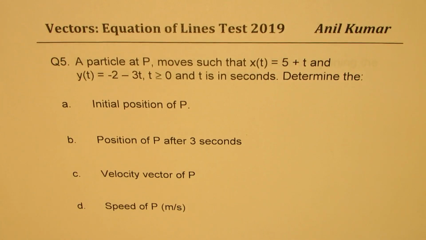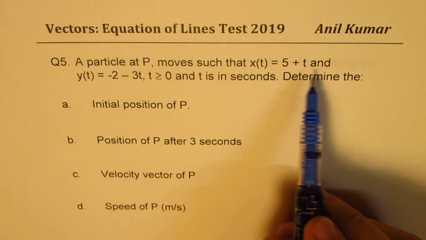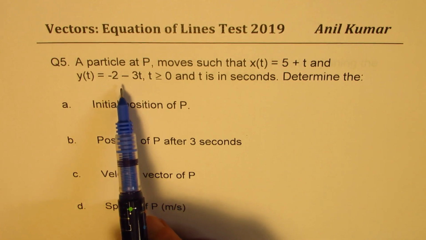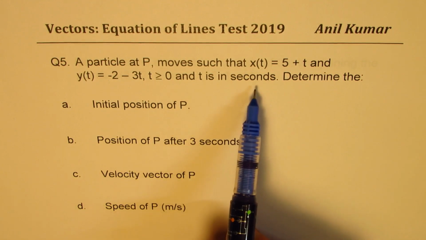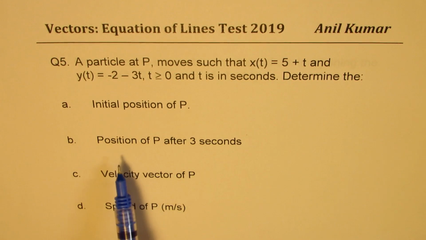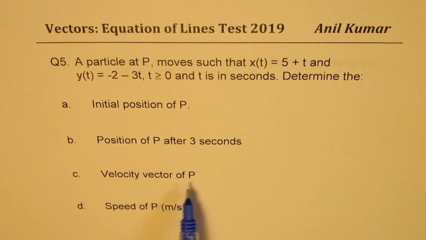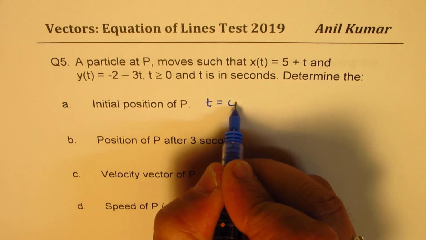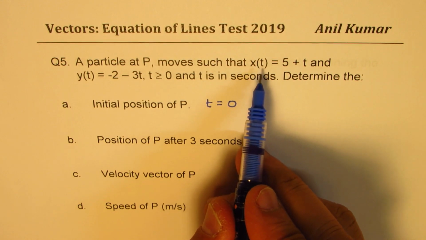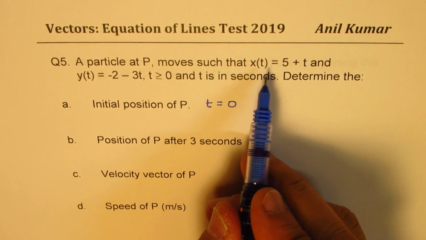Question number 5. A particle at P moves such that x of t equals 5 plus t and y of t equals minus 2 minus 3t, where t is greater than or equal to 0 and t is in seconds. Determine the initial position, position of P after 3 seconds, velocity vector of P, and speed of P in meters per second. So that is application of velocity. You can always pause and answer the question. Now initial position means that t equals 0. Okay? So we'll just substitute t equals 0 here and get our answer.